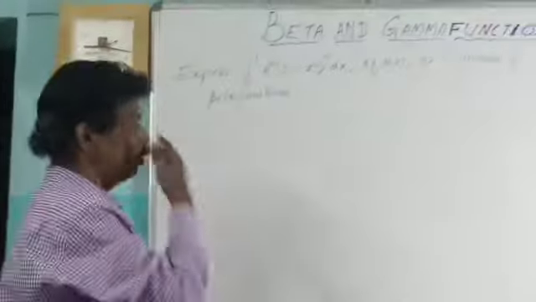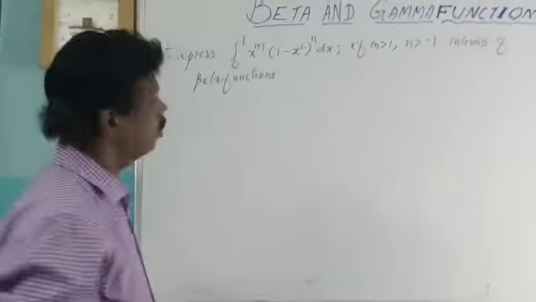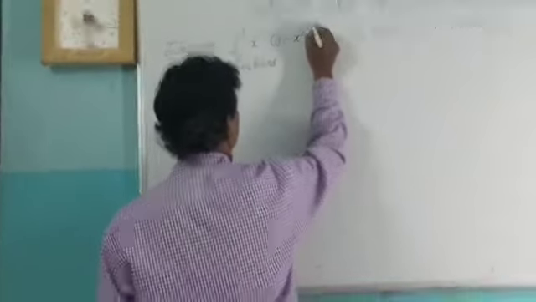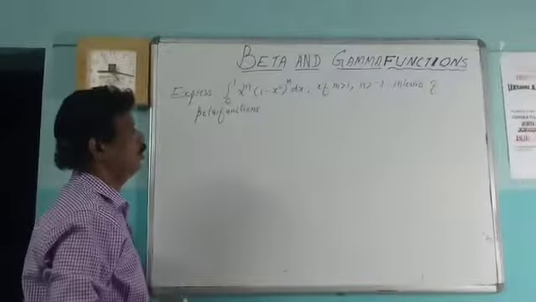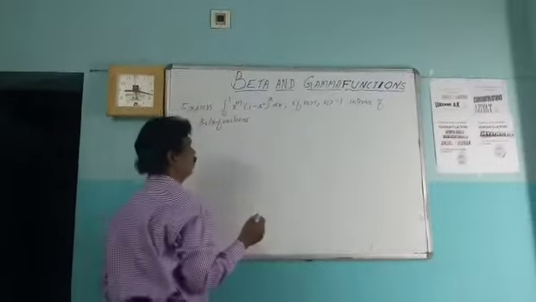Express integral 0 to 1 x raised to m, 1 minus x square all raised to n dx, if m greater than minus 1 and n greater than minus 1, in terms of beta functions. Okay, let us do this problem.